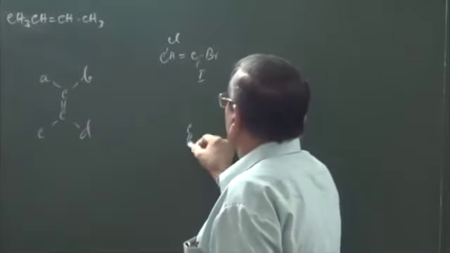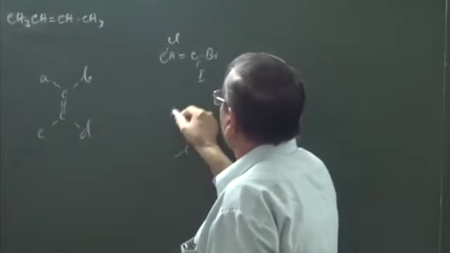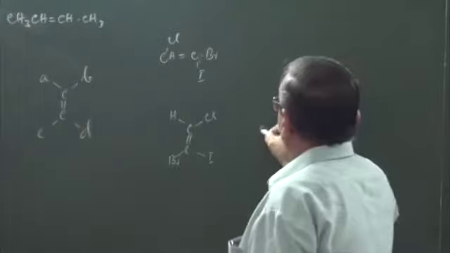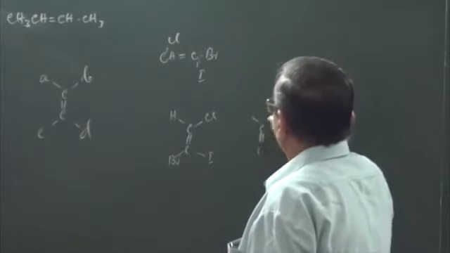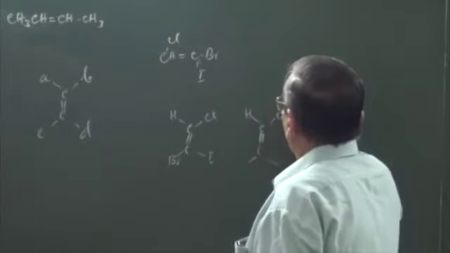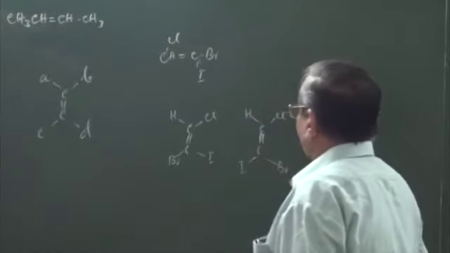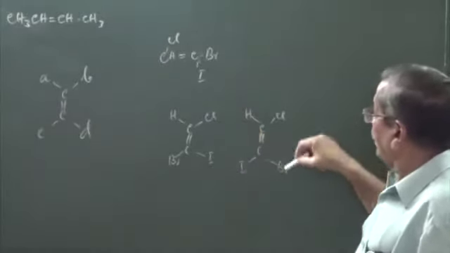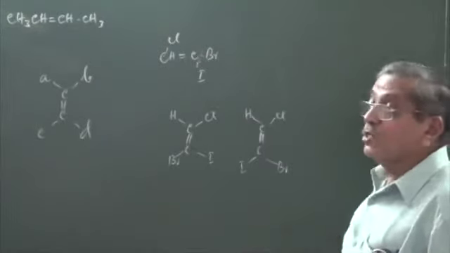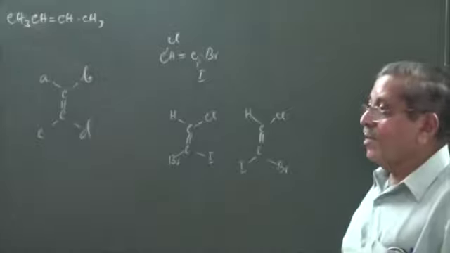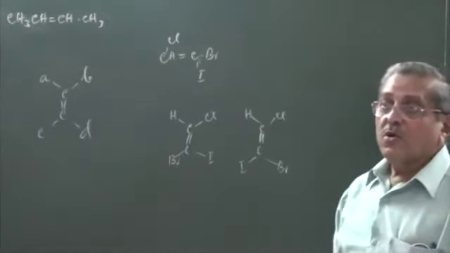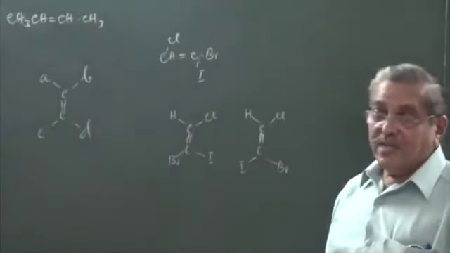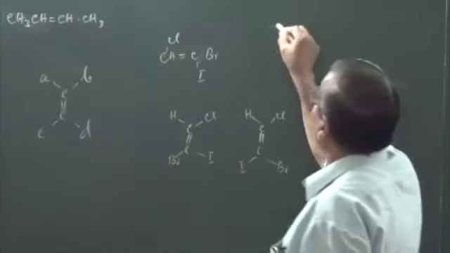I can write C double bond C, then we have H and Cl, and we have Br and I. If I take another one, we have C and C, then it is linked to H and Cl, and we have I and Br. These two are different. Cl and I are on the same side. Here Cl and Br are on the same side. Then which is cis and which is trans? Then there is some problem. So we cannot make use of the prefix cis or trans. So we are using a different notation. It is called ZE notation.